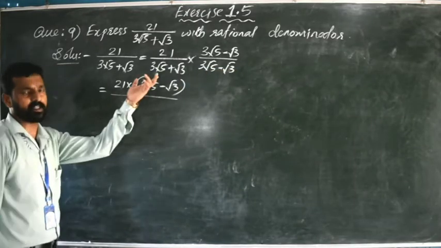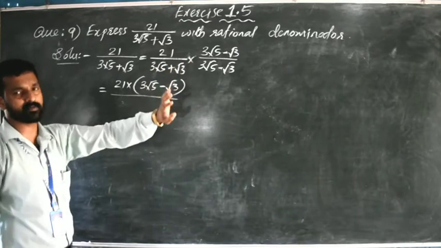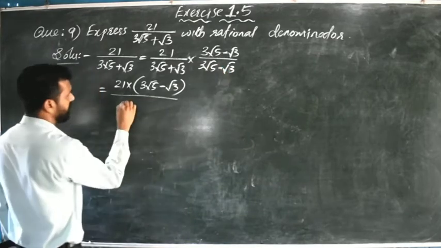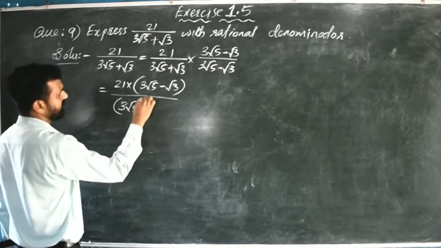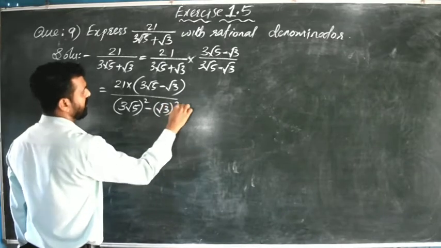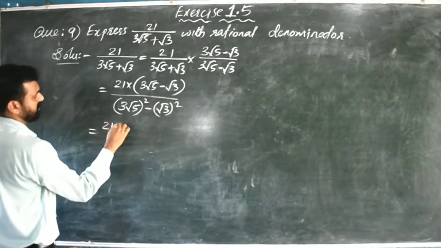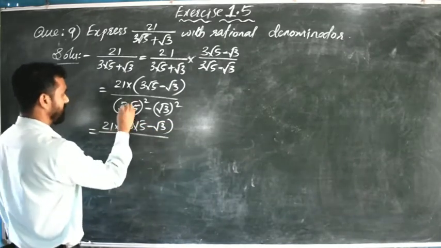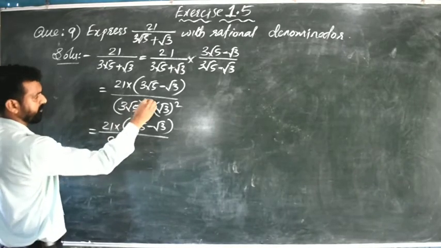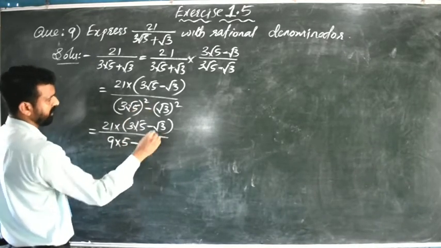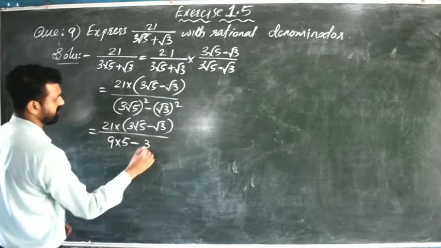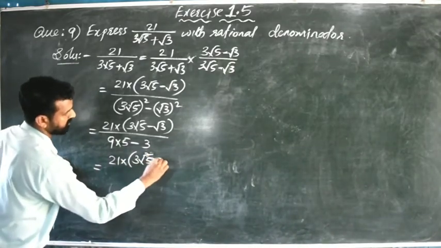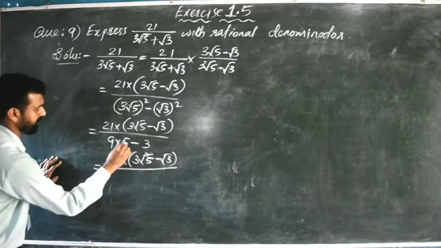When rationalizing the denominator, it is always the same a plus b into a minus b form, and the answer is a square minus b square. So here a plus b into a minus b is equal to a square minus b square, that means (3 root 5) square minus root 3 square. The numerator we write as it is, 21 into (3 root 5 minus root 3), divided by 3 square, 3 threes are 9, into root 5 square, the square and root cancel, 5, minus root 3 square, cancel, 3.